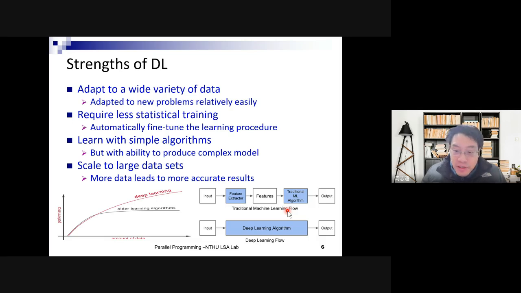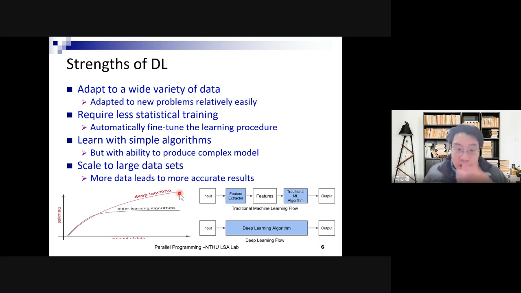Potentially for any model, if you have more data, then you can expect better results. So that's why sometimes it's very simple to use a DL solution, because all you need is data, not the network. You can use a very simple model to solve a problem as long as you have enough data.